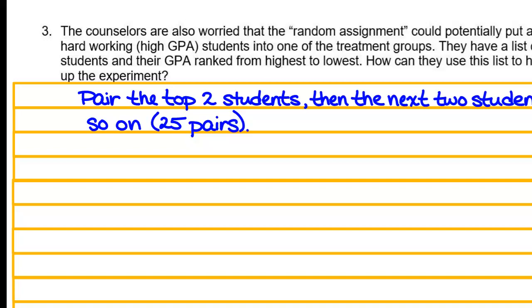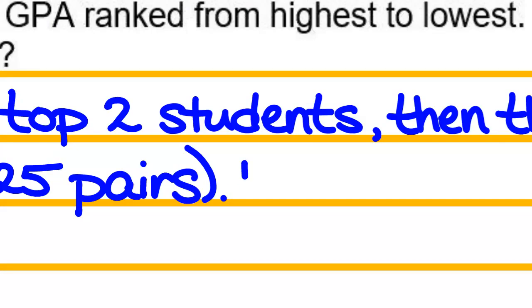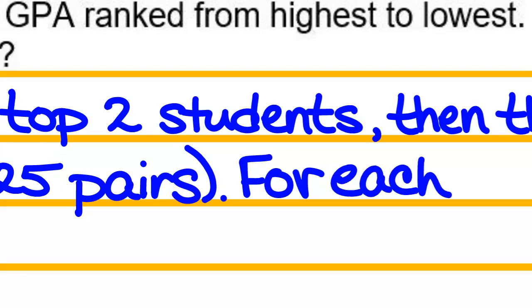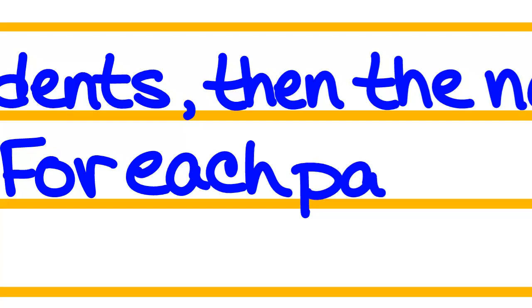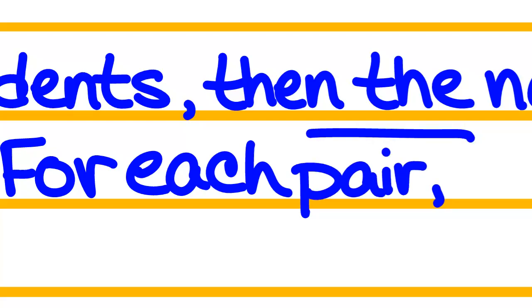Okay, so I flip my coin for each pair. Do you think it's important that I say for each pair? Yes, because otherwise I'm only going to assign 2 people and everybody else is sitting around like swinging their legs, not knowing what they're doing. For each pair, flip a coin.